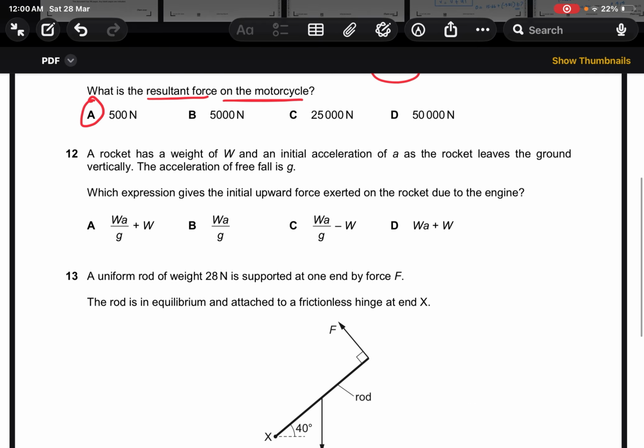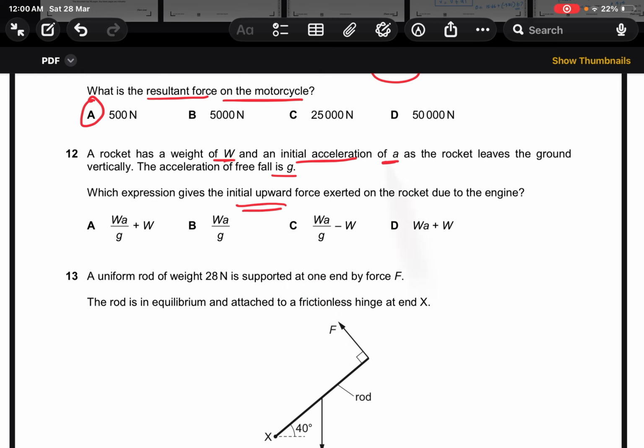Easy. A rocket has a weight of W and initial acceleration of a. As the rocket leaves the ground vertically, the acceleration of free fall is g. Which expression gives the initial upward force exerted on the rocket due to the engine?